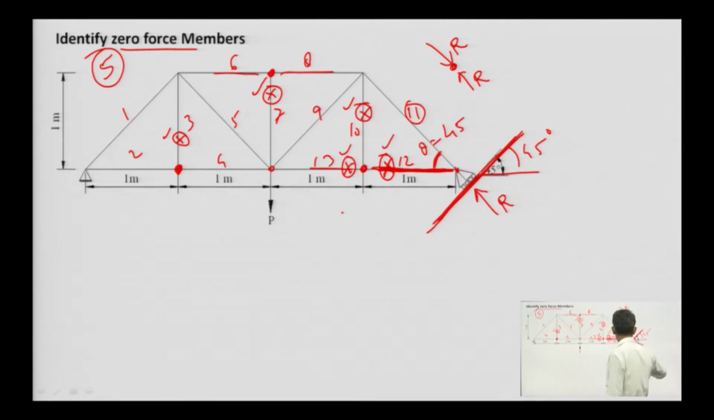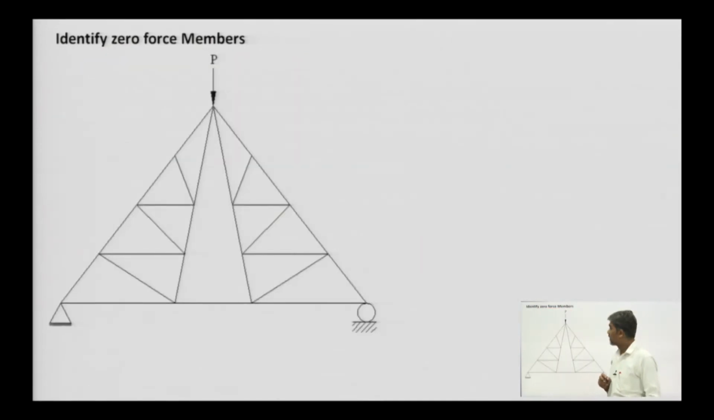That reaction and this angle turn this member into a zero-force member. If this angle and this angle were different, then this one and this one would not be 0. Due to the same angle, members number 13 and 12 have 0 force. Okay. Let us take another example.